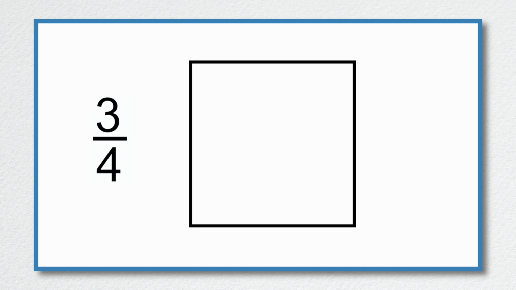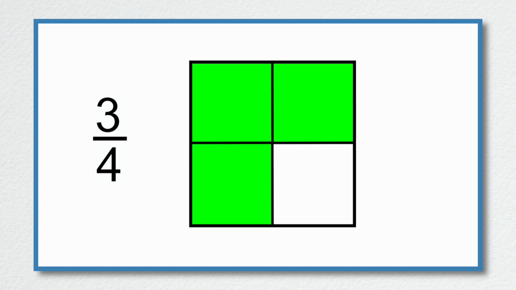If I wanted to show 3/4, we could draw it like this. So I have a rectangle. I divide the rectangle into 4 equal pieces, and then we shade in 3 of them, and that is 3/4. And so the process for finding 3/4 of something is you divide that something into 4 equal parts, and then you multiply it by 3.